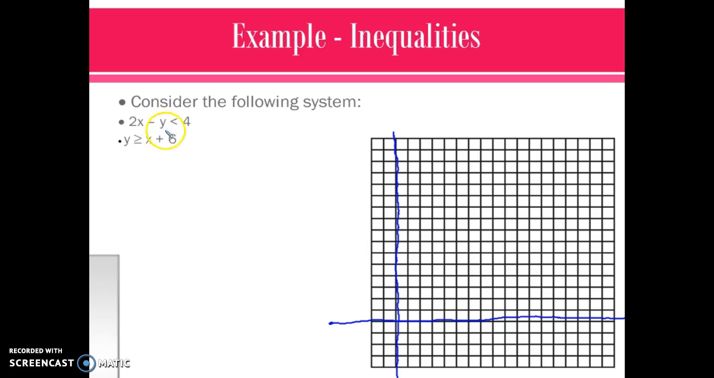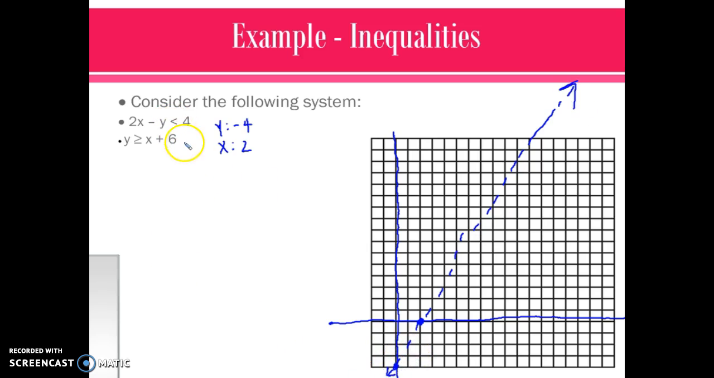Okay, so the first one's in standard form, so we can graph it in standard form. So if I cover up my x, I get that my y-intercept is negative 4. And if I cover up my y, I get that my x-intercept is 2. So I have negative 4 and positive 2. And this one's going to be a dotted line because it is just less than, not or equal to. And it's a terrible dotted line.